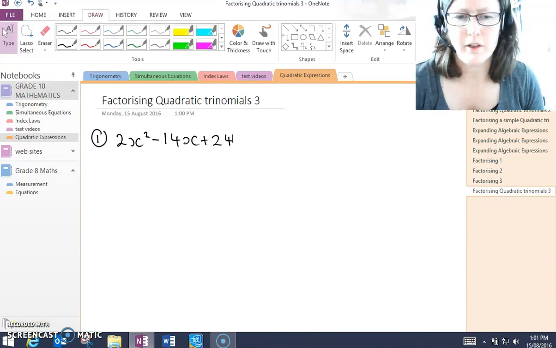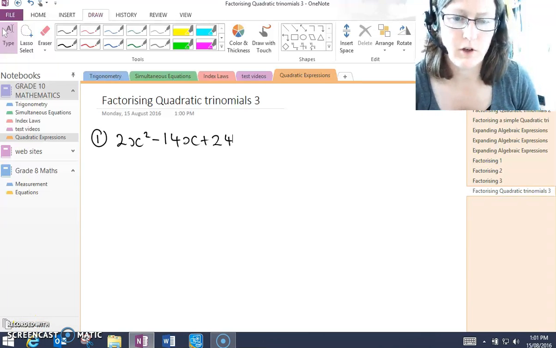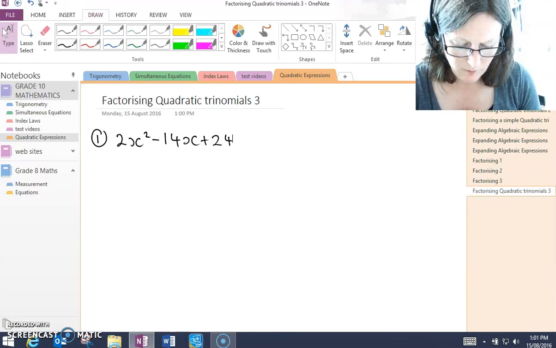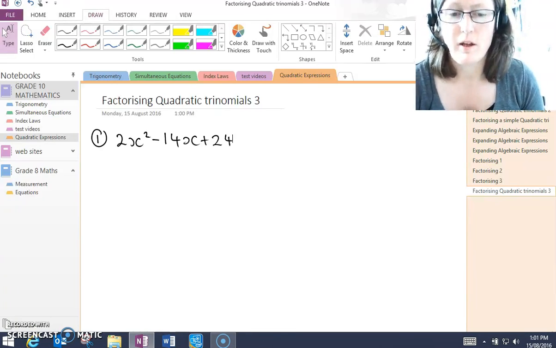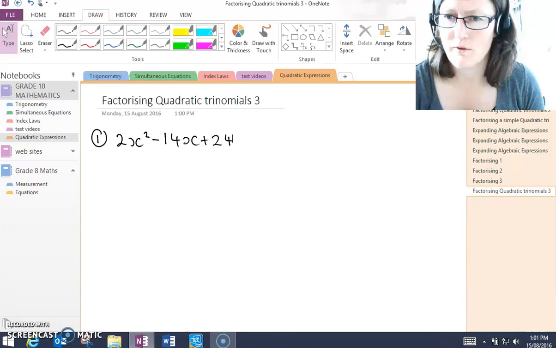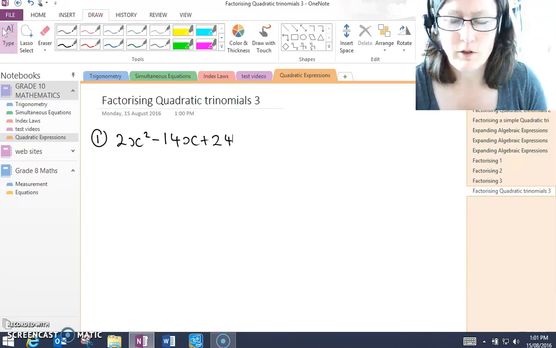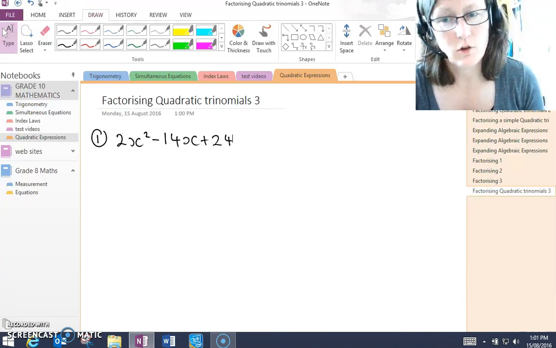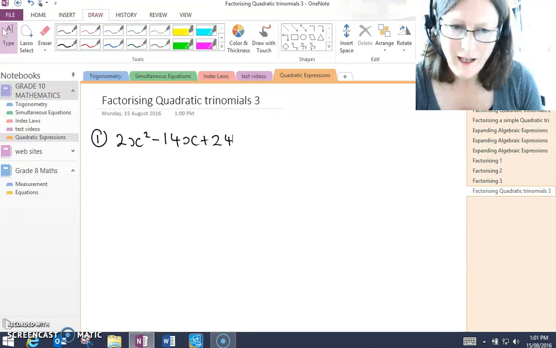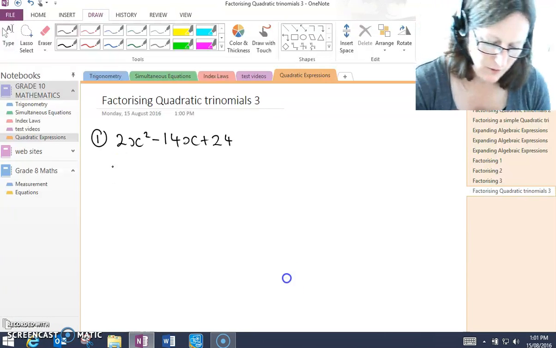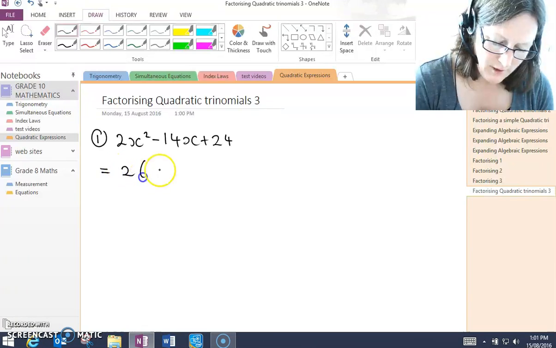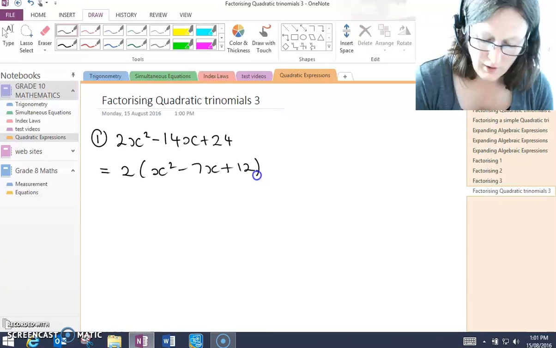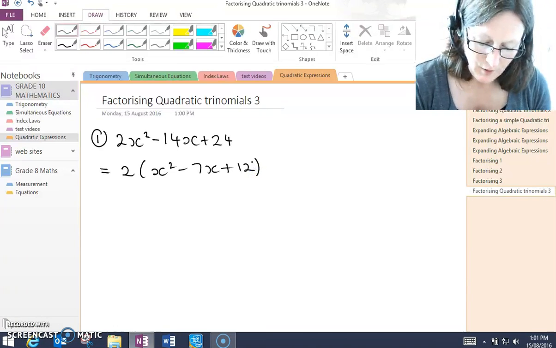Okay, the third type of factorising quadratic trinomials involves one extra step. If you remember, the first thing we should ask ourselves with factorising is, can we take out a common factor? So this is a quadratic trinomial because it has an x squared, an x and a no x term, but we can take a common factor out. So we should do that first. 2 is common, and that leaves us with x squared minus 7x plus 12. So we do that first.